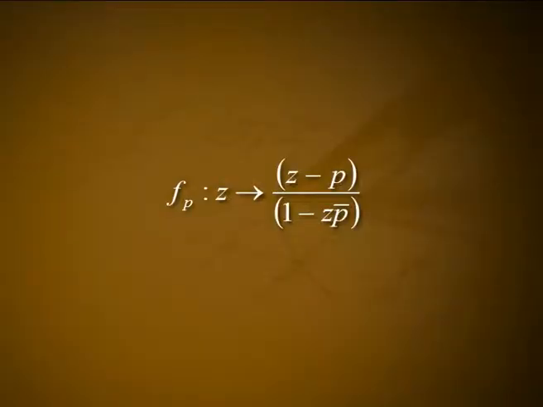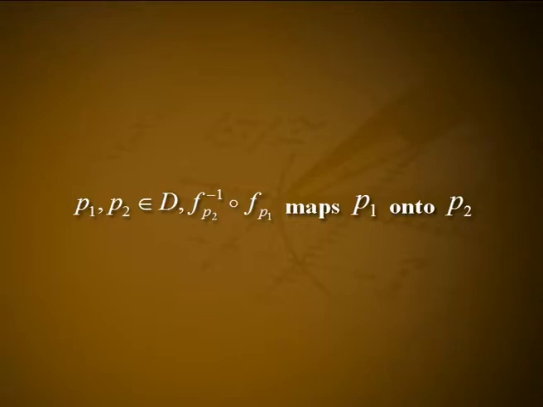So C is a group of isometries of D. C is transitive because for p an element of D, f p from z to z minus p by 1 minus z p bar maps p into the origin. Hence, for each pair p1, p2 an element of D, f p2 inverse composed with f p1 maps p1 onto p2.